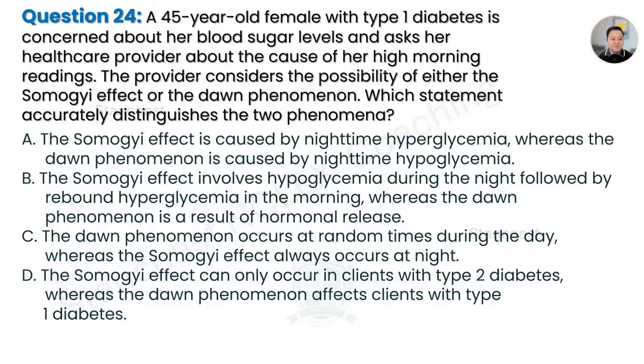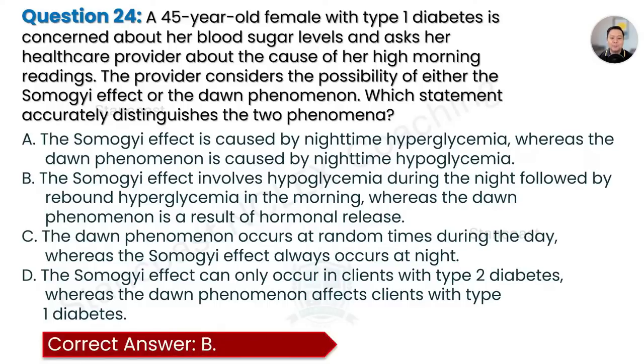A, the Somogyi effect is caused by nighttime hyperglycemia, whereas the dawn phenomenon is caused by nighttime hypoglycemia. B, the Somogyi effect involves hypoglycemia during the night, followed by rebound hyperglycemia in the morning, whereas the dawn phenomenon is a result of hormonal release. C, the dawn phenomenon occurs at random times during the day, whereas the Somogyi effect always occurs at night. And D, the Somogyi effect can only occur in clients with type 2 diabetes, whereas the dawn phenomenon affects clients with type 1 diabetes. The answer to this question is letter B.